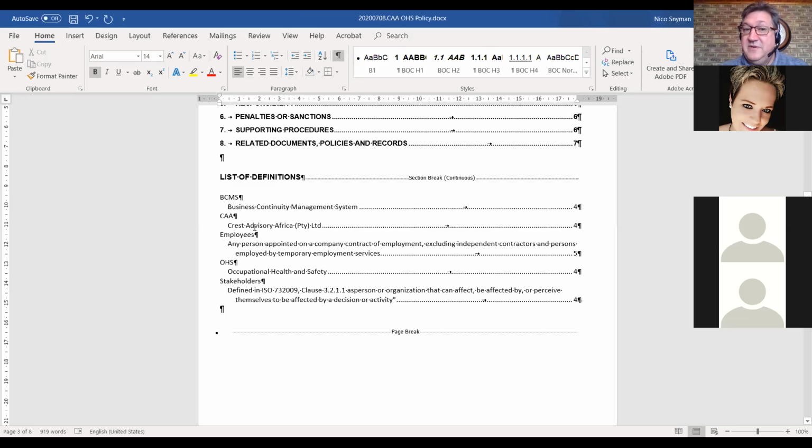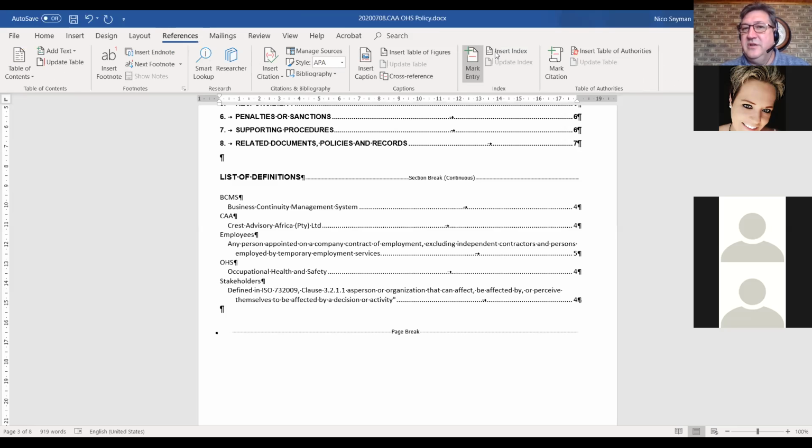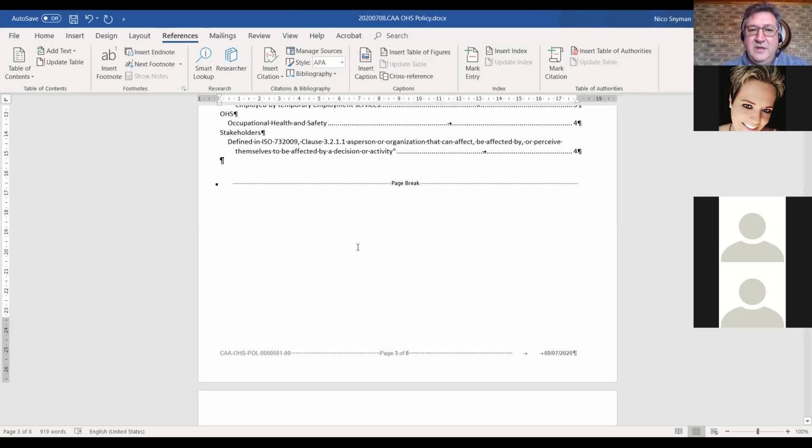Just like with Crest Advisory Africa, CAA can stand for Civil Aviation Authority. And then we've got two different companies that we are speaking about. So very important that you have this in your documents. And guys, if you don't know how to do this, that it is automatically rolled up into a list of definitions, please contact us. It is a simple function under your references: you can mark an entry there, and insert an index, which makes this for you. So list of definitions, very important.